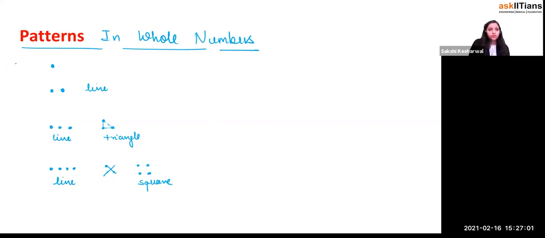Now, this is 1, this is 2, this one is 3, this one is 4. Now let's talk about 5. How are you going to arrange 5? For 5 dots, you can put them in a line, right? 1, 2, 3, 4, right?